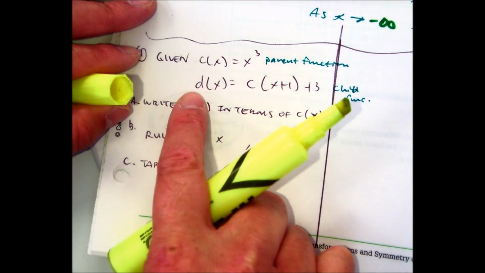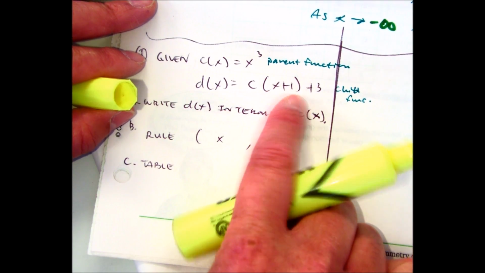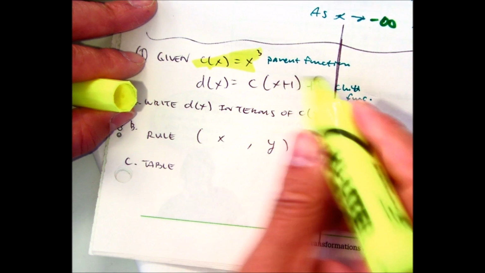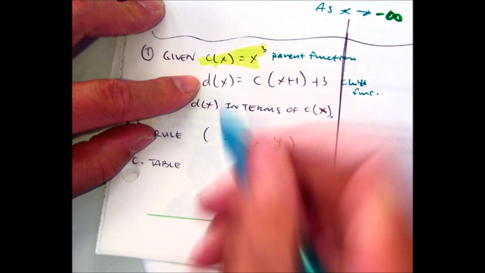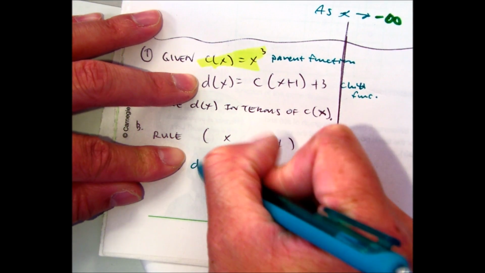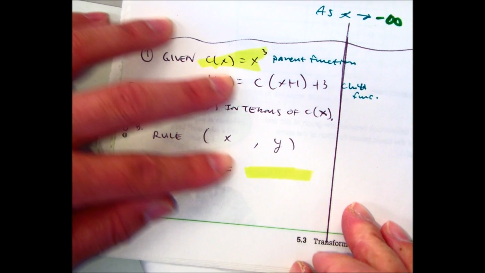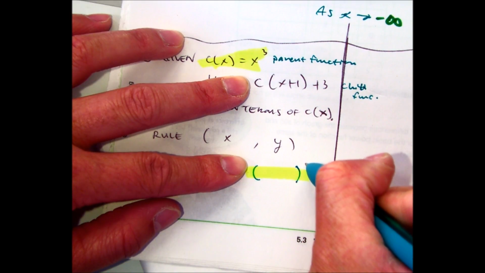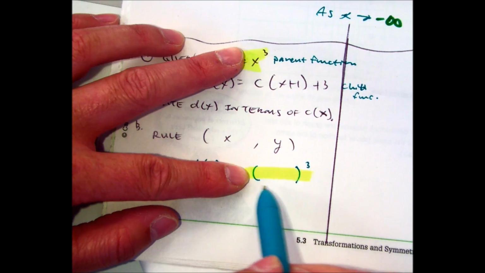So I recognize in this problem that I need to write d of x, but it also has c in it. Well, this c function is just x cubed. So I'm just going to rewrite this. D of x equals, my c function now is x cubed. Do you see that? I didn't write the x though, I put a parenthesis.